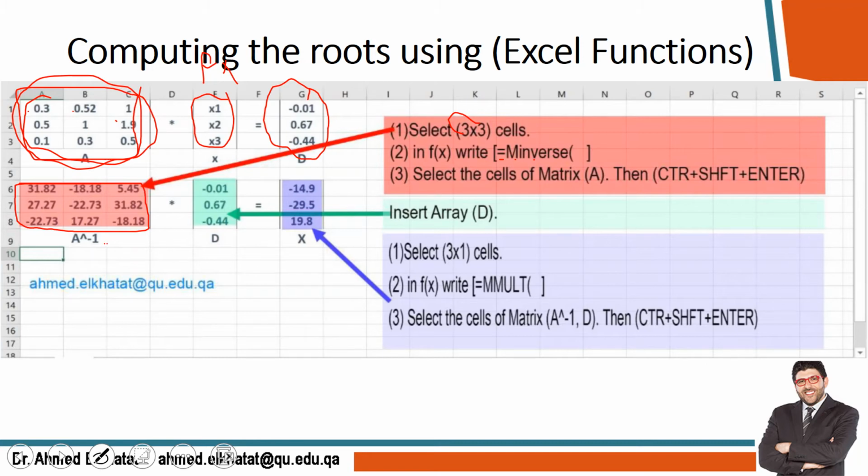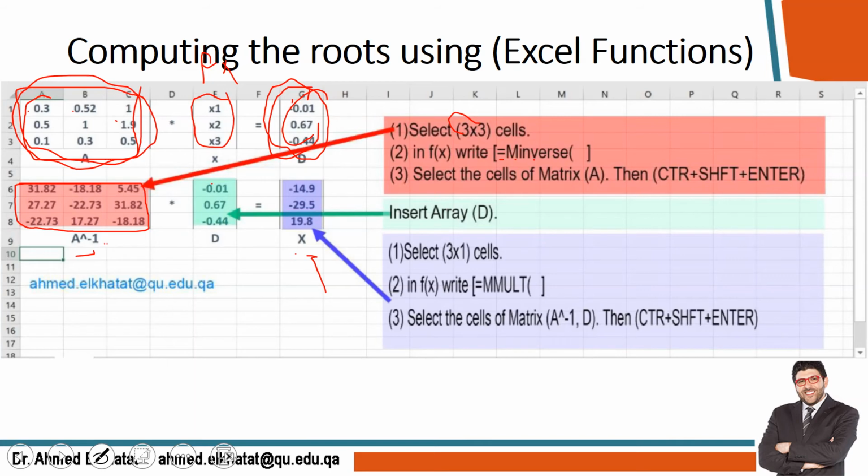Similarly, we said A inverse times B or D, it should give this one. So we just move this part to put it here, or copy paste, or even you can use it here, no problem. Then X will be the multiplication.